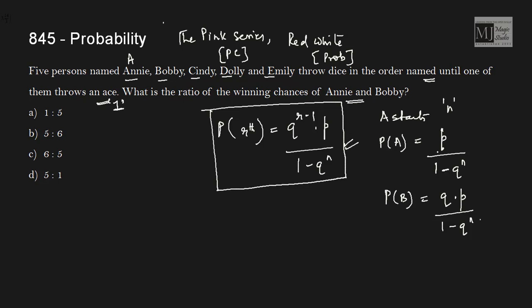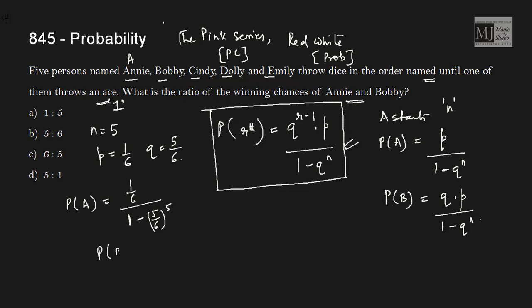Now if we apply this on this particular sum, here n is equal to 5. 5 people are playing the game in tandem, and the probability of getting an ace when a die is thrown is P is 1 by 6 and Q is 5 by 6. So the probability of A winning the game is 1 by 6 upon 1 minus 5 by 6 to the power 5, and the probability of B winning the game would be Q into P, that is 5 by 6 into 1 by 6 upon 1 minus 5 by 6 to the power 5.